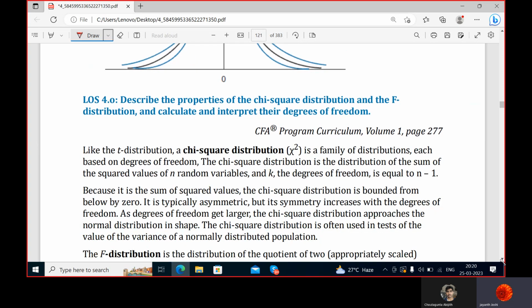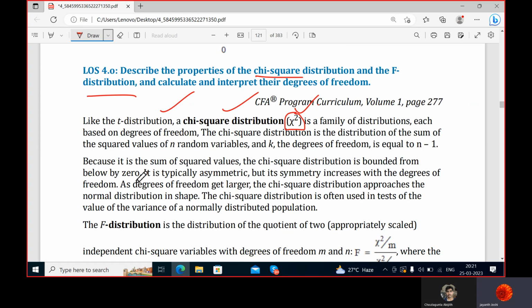Let's come to the F distribution, Abhijit. Like the T distribution, we are discussing chi square and F distribution. These are also in the family of distributions. So like the T distribution, chi square, which you show with this particular Greek letter, is a family of distributions, each based on degrees of freedom. Okay. Here also they follow degrees of freedom.